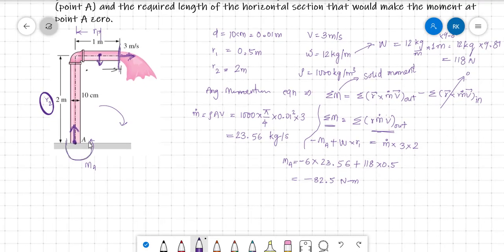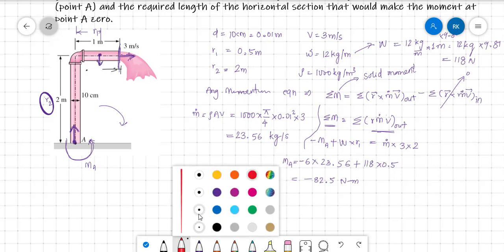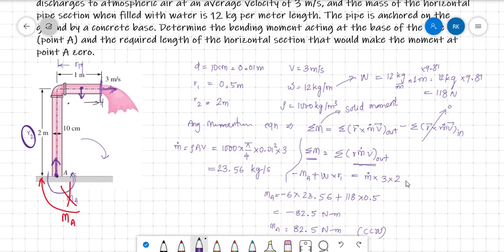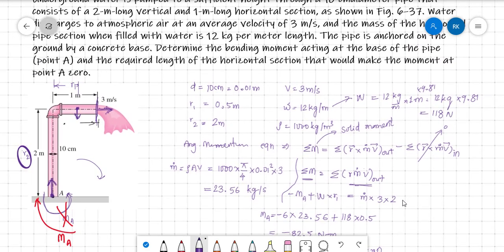Our considered direction is wrong and the actual direction should be in this way. The actual direction of moment is this one, not this. So the moment with MA is equal to 82.5 Newton meter counterclockwise. So this is the moment and its rotation is counterclockwise.